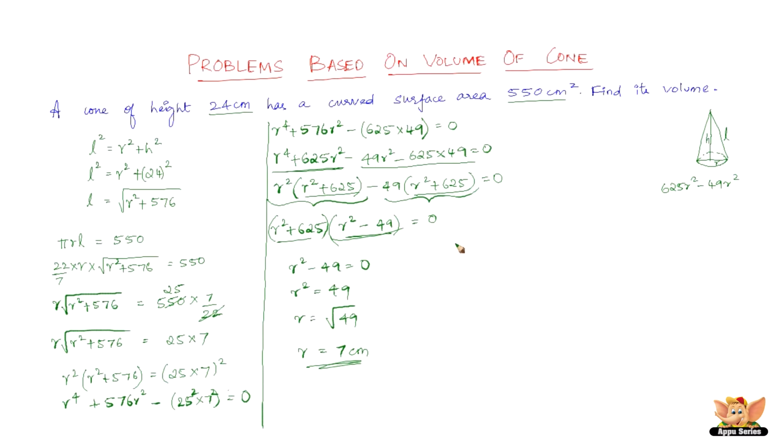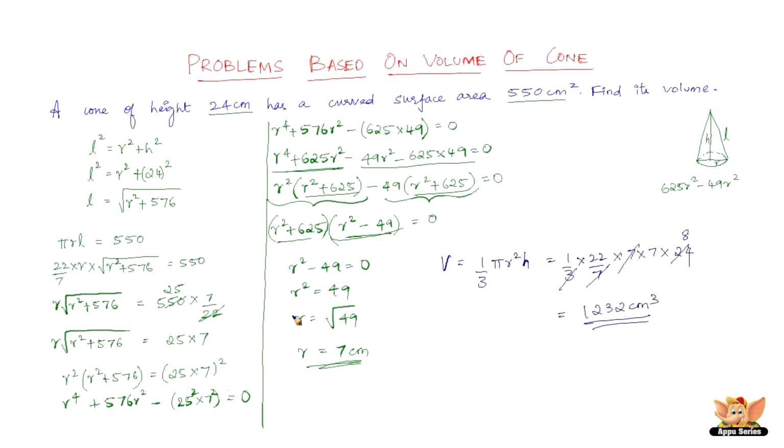Now for volume, we have V as 1 by 3 pi r square h, which is nothing but 1 by 3 into 22 by 7 into r is 7, and we have r square here, so 7 into 7, into the height 24. So 7 and 7 get cancelled. 3 goes 8 times in 24. And on solving this, we have 1232 centimeter cube. So therefore, the volume of the given cone is 1232 centimeter cube. This ends this problem.